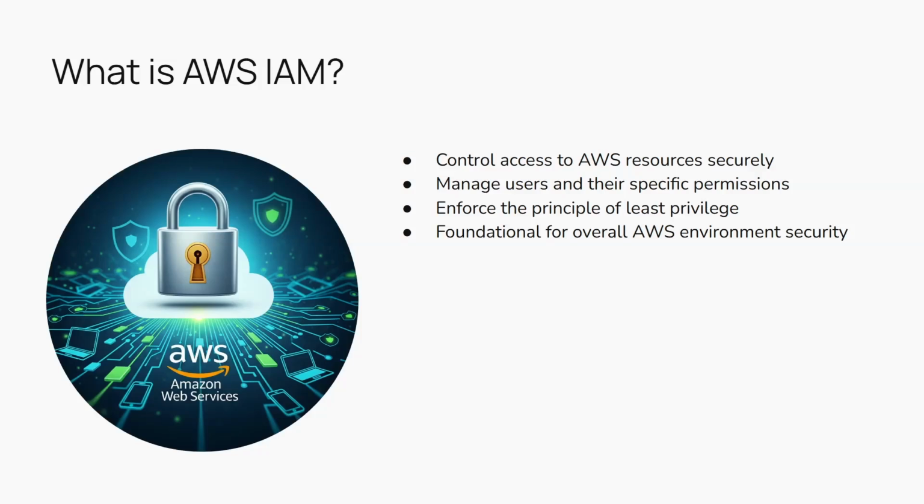So what is IAM? Simply put, it is the service that helps you securely control who can access your AWS resources and what they can do with them. It allows you to manage users and their permissions to ensure that only the right people or applications have access to the right things. IAM is foundational to the security of the entire AWS environment. It is how you enforce the principle of least privilege, giving users only the permissions they need to perform their job and nothing more.